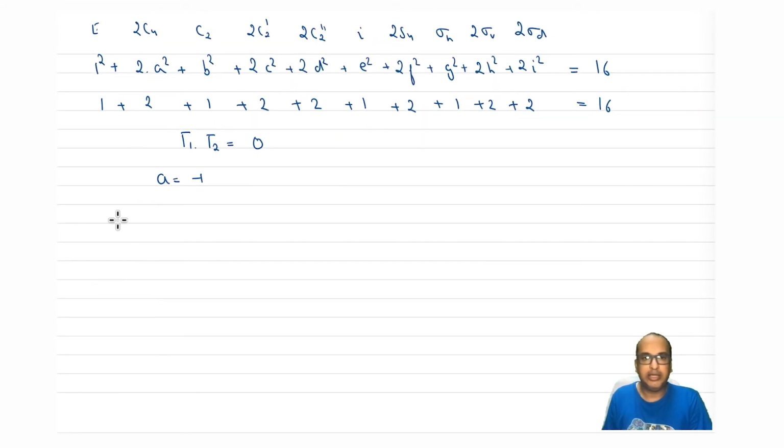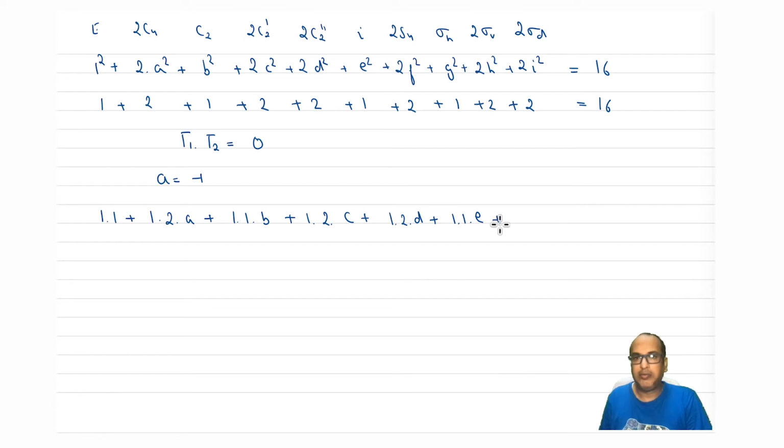Okay, now again let's see, the tau1 dot tau2 condition is 1 dot 1 plus 1 dot 2 dot A plus 1 dot 1 dot B plus 1 dot 2 dot C plus 1 dot 2 dot D plus 1 dot 1 dot E plus 1 dot 2 dot F plus 1 dot 1 dot G plus 1 dot 2 dot H plus 1 dot 2 dot I should be equal to 0, right?